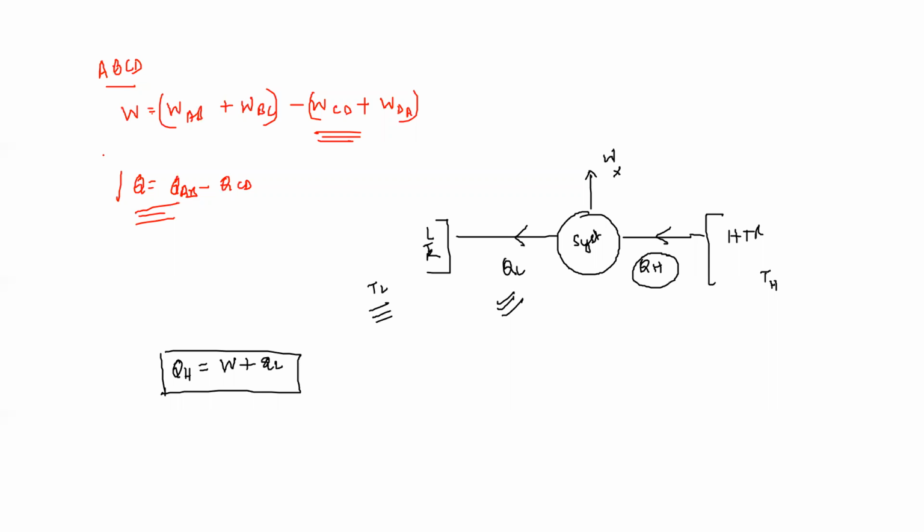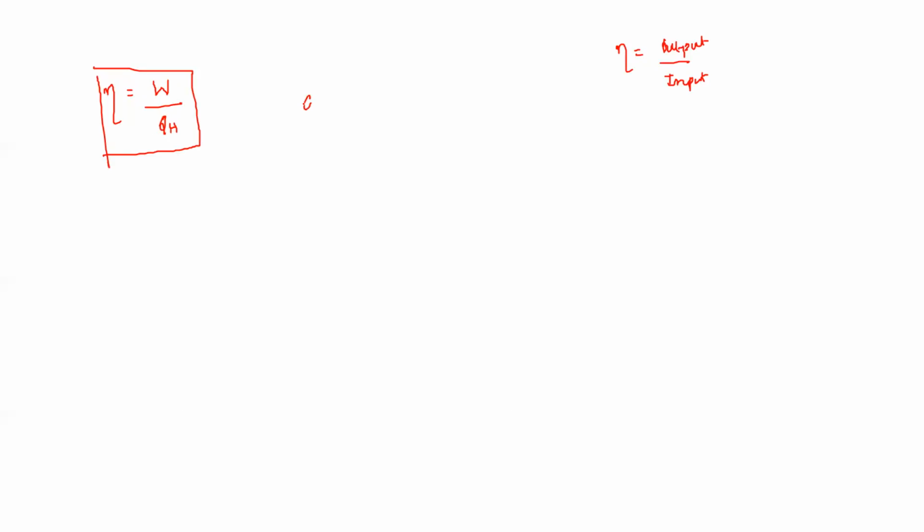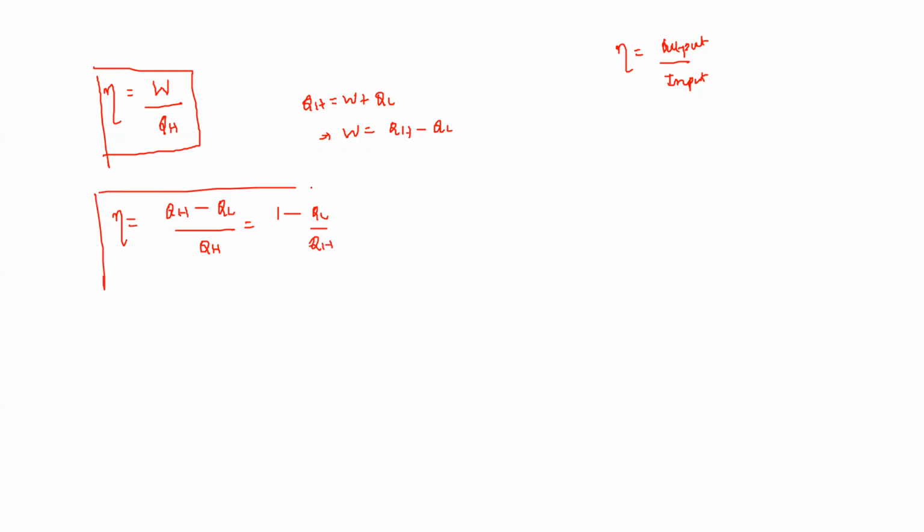From energy balance, we have QH is equal to W plus QL. So from here, we get W is equal to QH minus QL. So we get eta is equal to QH minus QL by QH, which can be written as 1 minus QL by QH. This is the efficiency of the Carnot cycle.